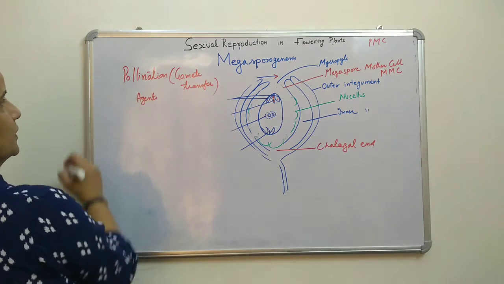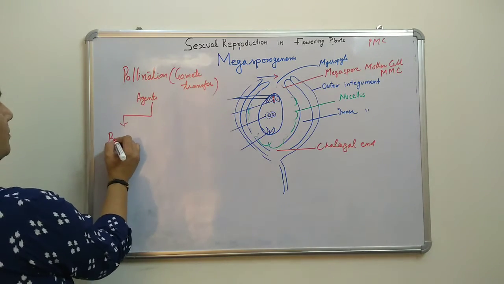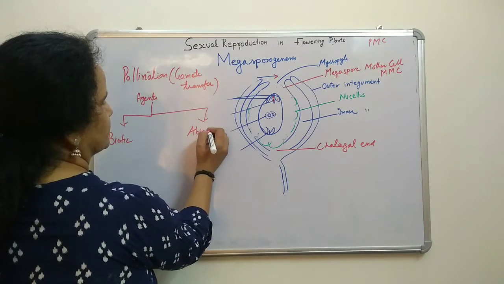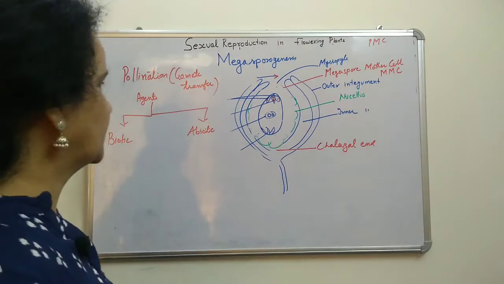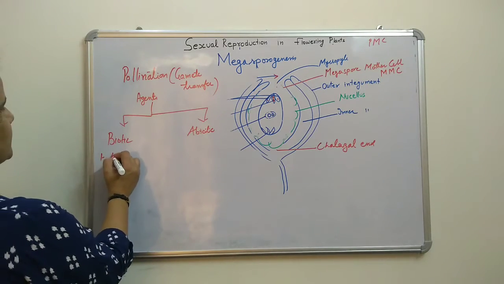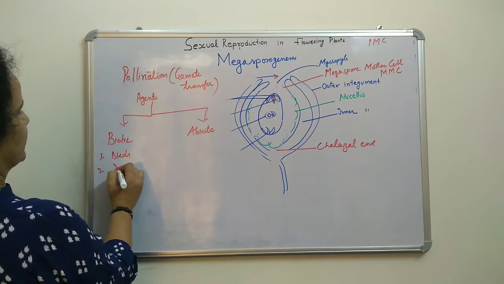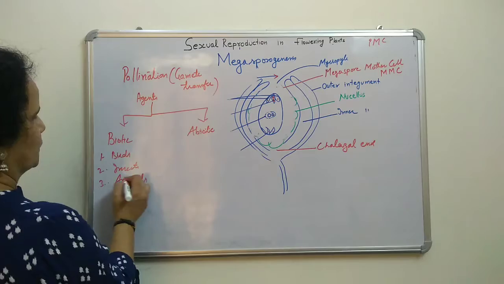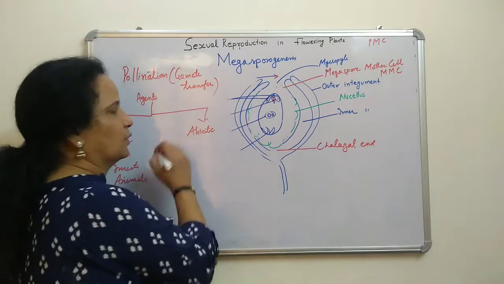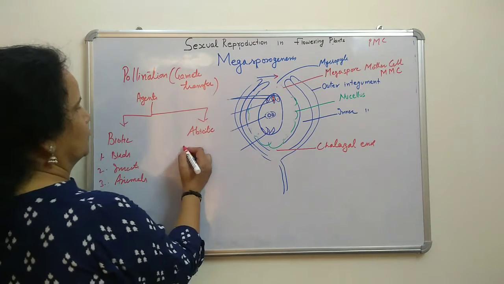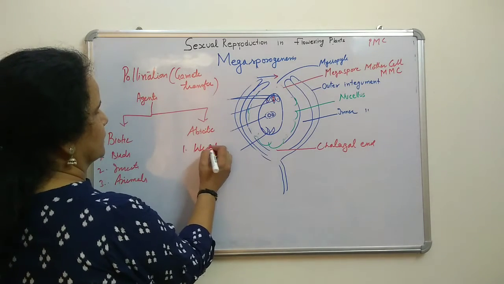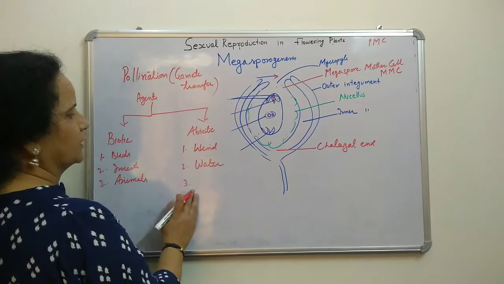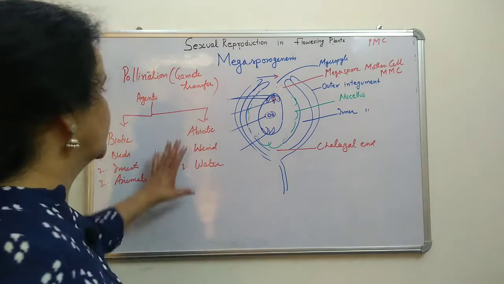Those agents may be biotic or abiotic, right? In biotic you can say birds, insects, animals; all these are biotic, or living things. But when we talk about abiotic, it means non-living, that is air or wind, and water. These two are abiotic.